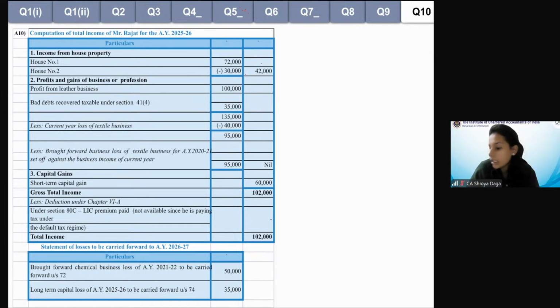All right. Leather business profit for the current year. There is a profit. Then there is a share of profit in a firm in which he's a partner. Which head of income does anything from a partnership firm fall under?